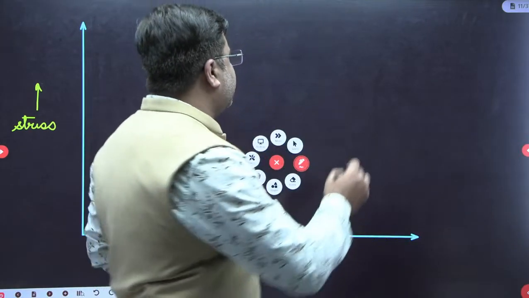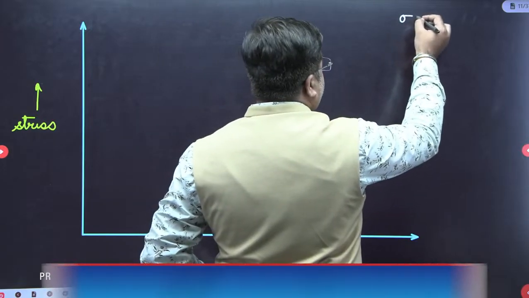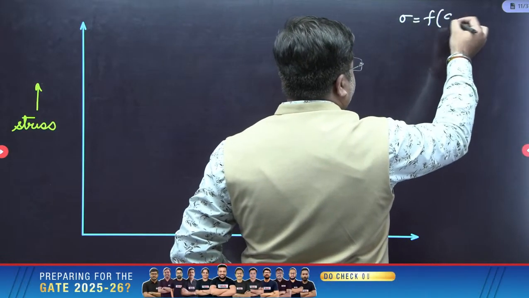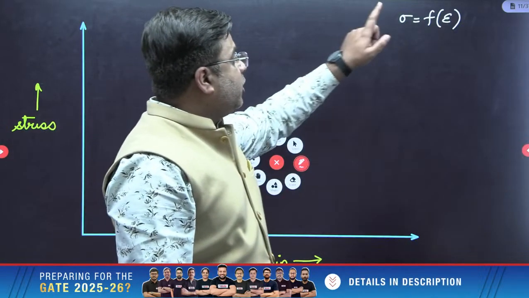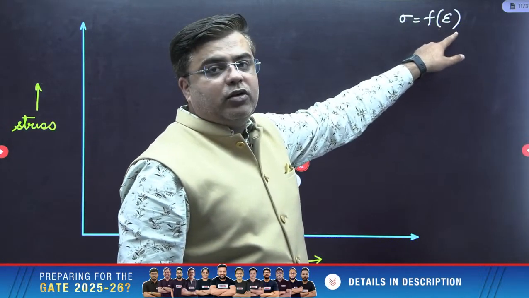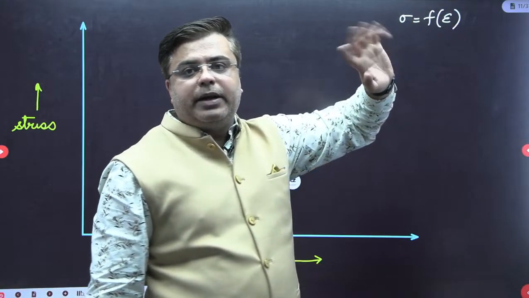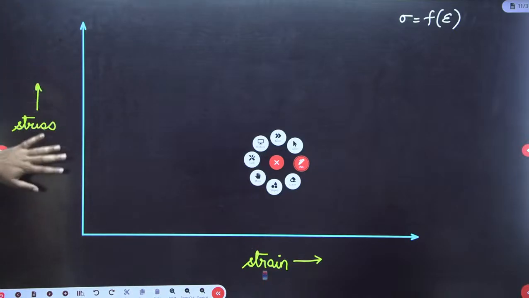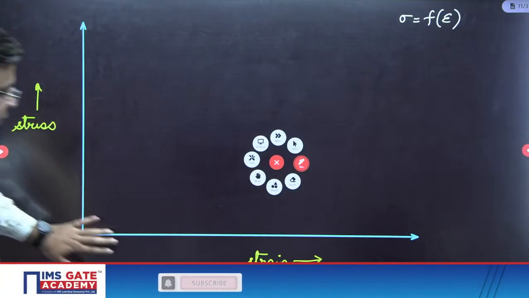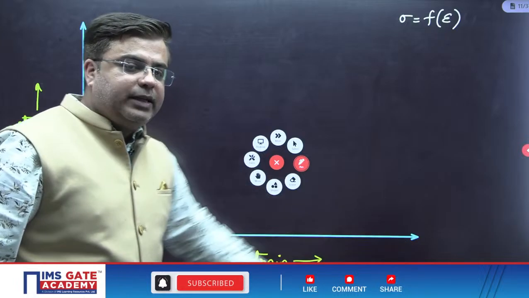So always remember that stress is a function of strain. Which one is the dependent parameter? Stress is the dependent parameter on strain, and strain is the independent parameter. Very good answer, Manav. That is why stress is plotted on this dependent axis and strain is plotted on this independent axis.